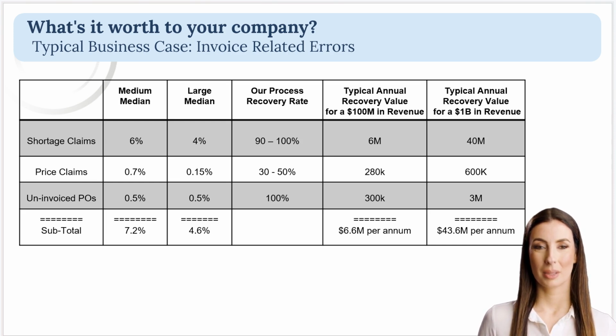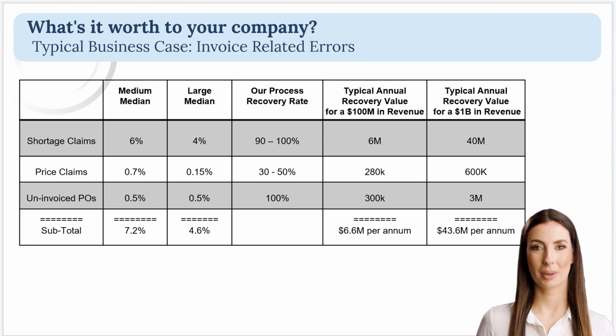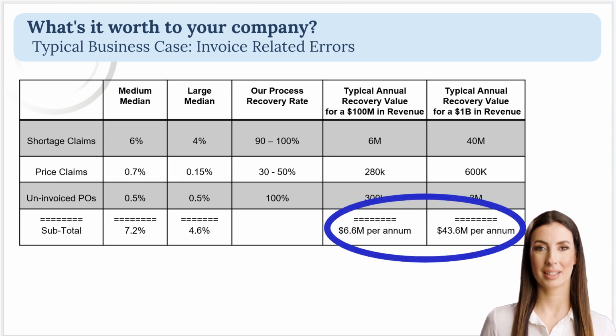So depending on how much vendor business you do on Amazon, medium to large companies can recover $6.6 million to $44 million just by auditing and disputing Amazon invoice claims.